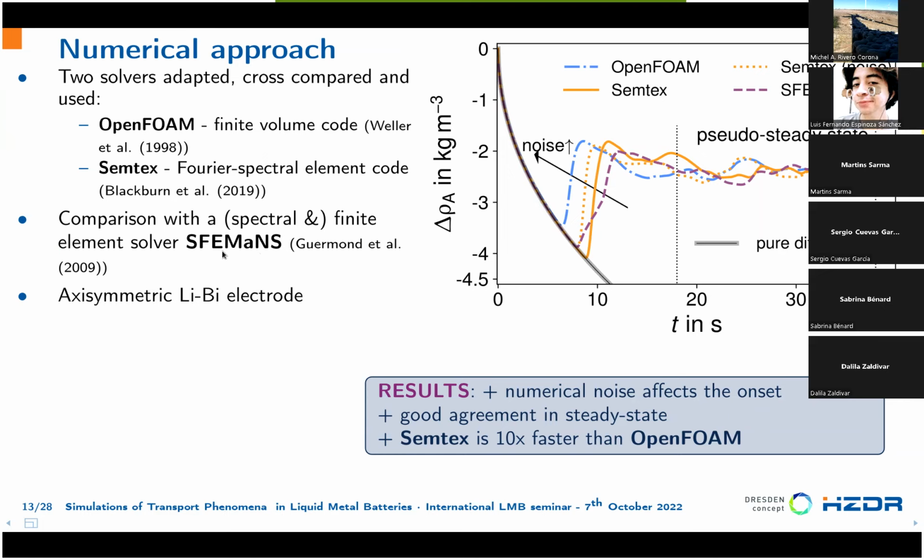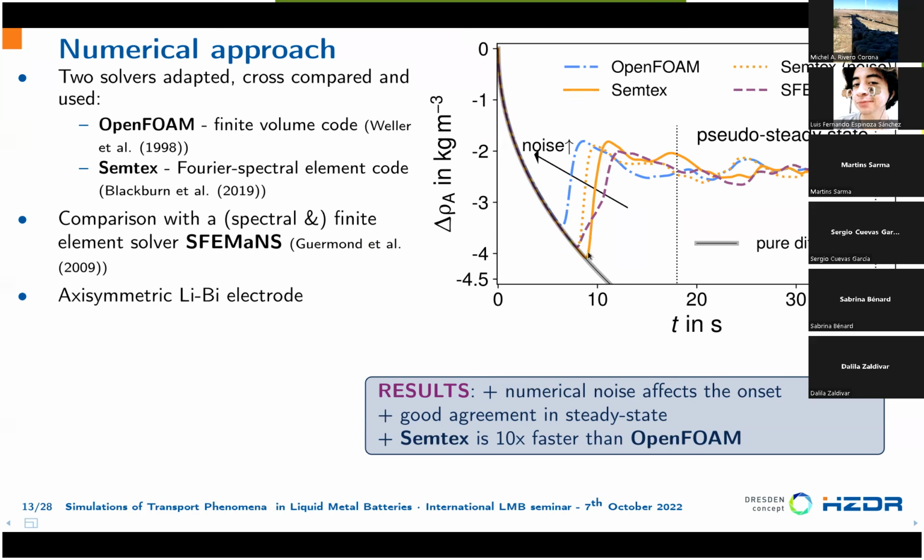The solver is used by the group in France to study liquid metal batteries, and here in Dresden the experience was mostly with OpenFOAM, and I also introduced this Semtex that is a spectral element code. And we studied the axisymmetric approximation, the lithium bismuth electrode that we discussed at the beginning from the experiment. So here we see the concentration evolution in time.